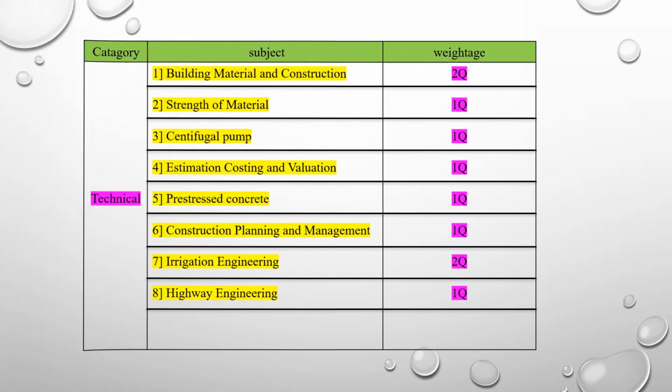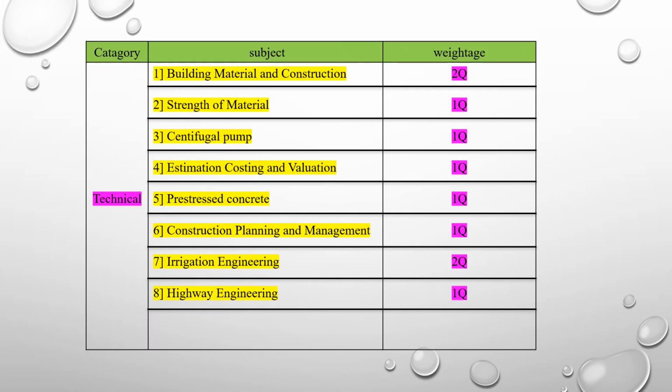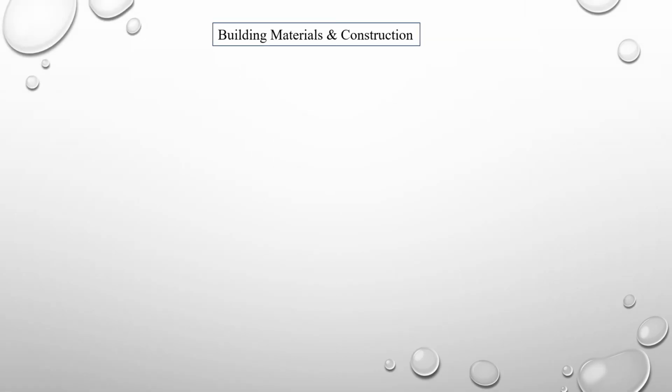So in this session, we see 10 questions from the WRD exam. From the 10 questions, 2 questions are from building material and construction, 2 questions are from irrigation engineering, and the remaining 1 question each is from strength of material, centrifugal pump, estimation, costing and valuation, pre-stressed concrete, construction planning and management, and highway engineering. For all these subjects, there is only one question. So let's see the first question, which is from building material and construction.